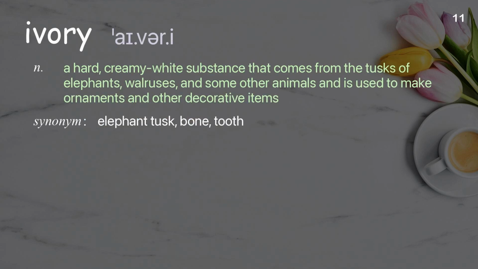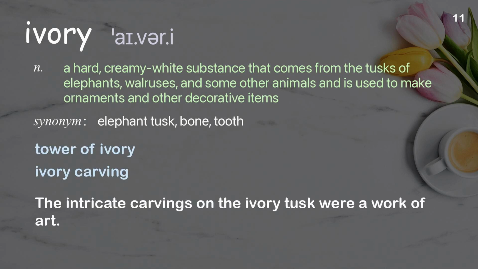Ivory. A hard, creamy white substance that comes from the tusks of elephants, walruses, and some other animals and is used to make ornaments and other decorative items. Examples: Tower of ivory. Ivory carving. The intricate carvings on the ivory tusk were a work of art.